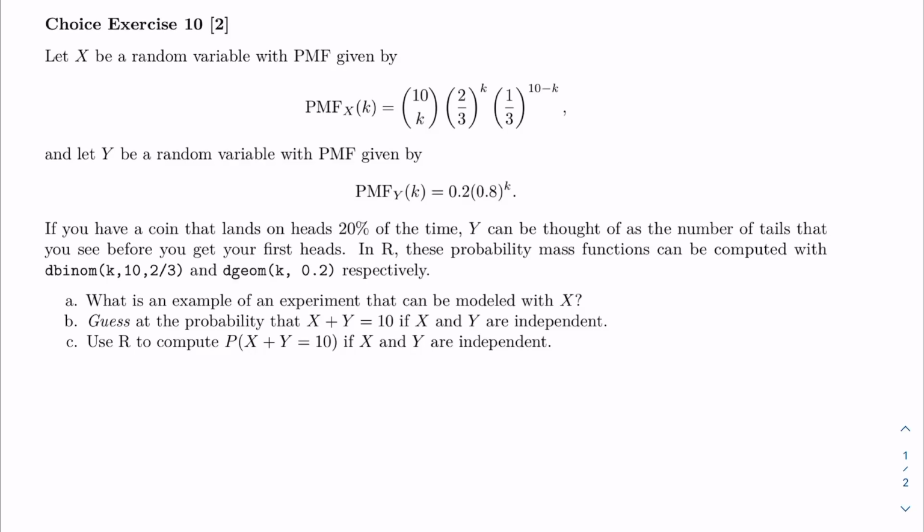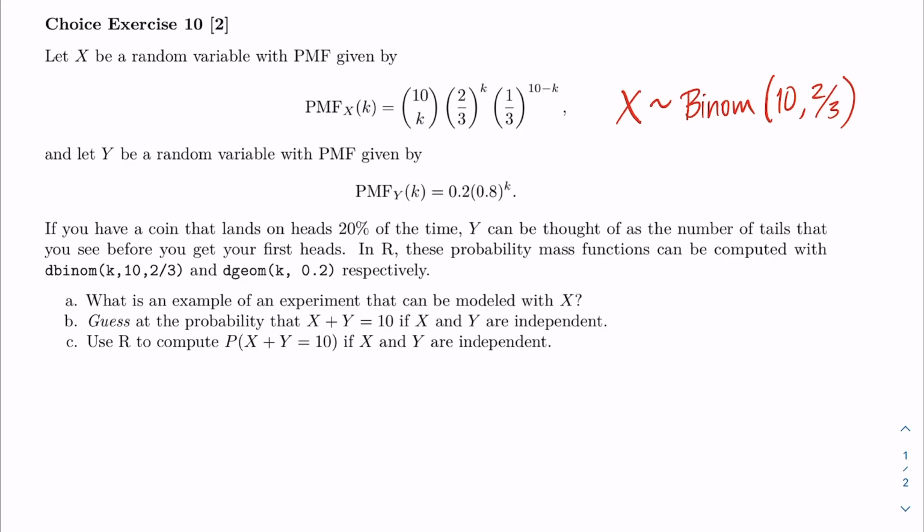Okay, so here we're going to do choice exercise 10 from homework 3. We have two random variables. The first random variable is x, which has this PMF, which is given by some binomial coefficient times something else. We want to be able to recognize this pattern, that this is saying that x is distributed like binomial with n equals 10, and our chance of success being 2/3.